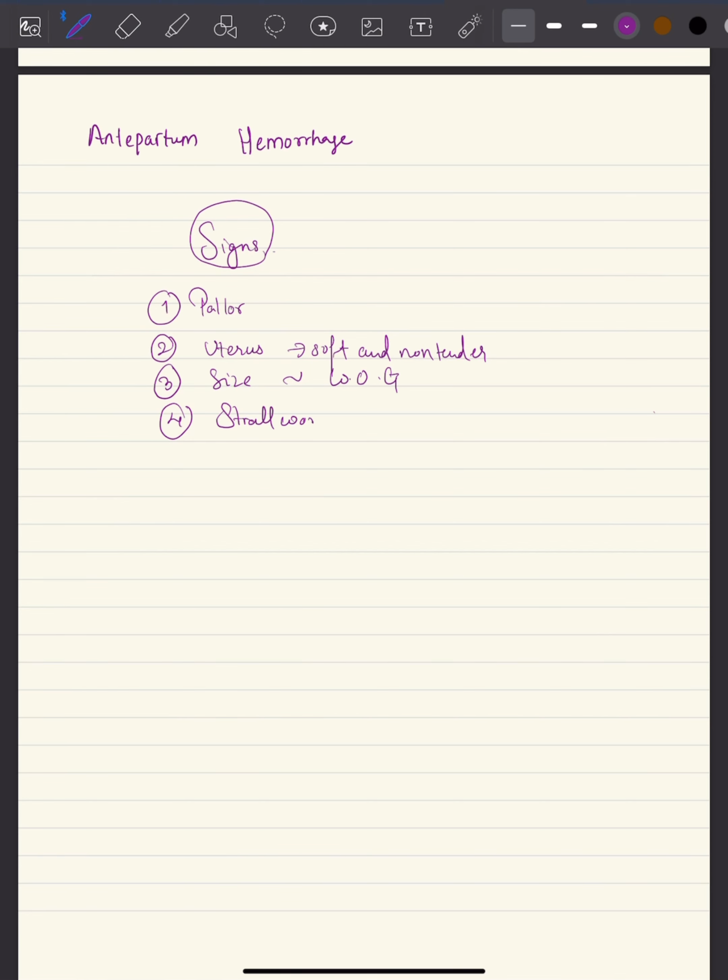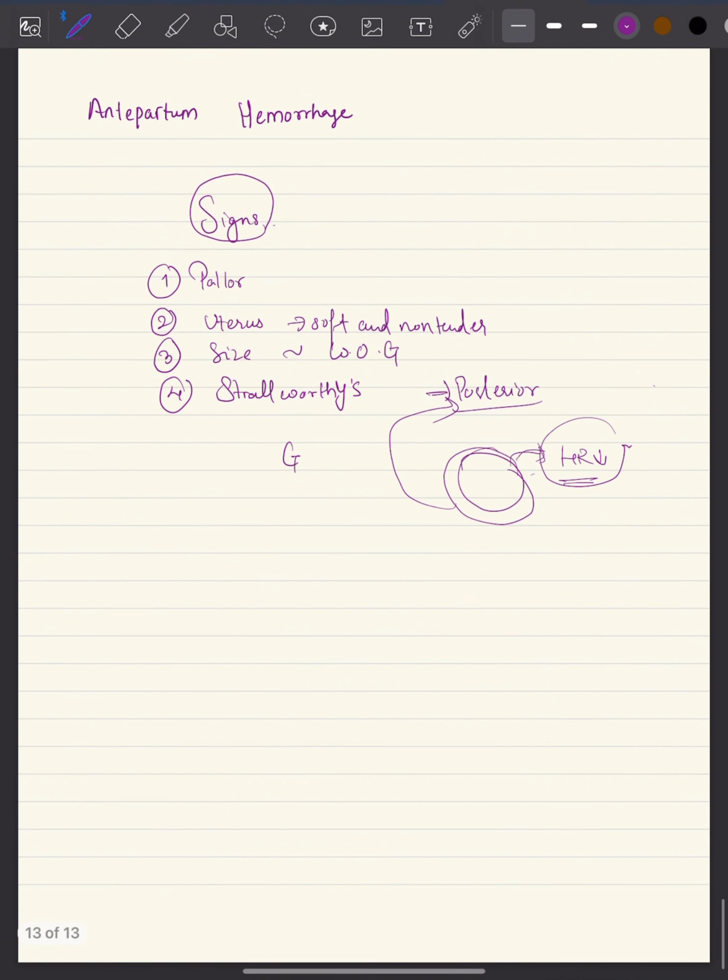Also, there is a special sign known as the Stallworthy sign. It is present in posterior placenta previa. What happens is, if we apply gentle pressure to the head of the fetus, the heart rate drops, and once we remove the pressure, there is prompt recovery of the heart rate, and it is due to cord compression. So it is present in posterior placenta previa.